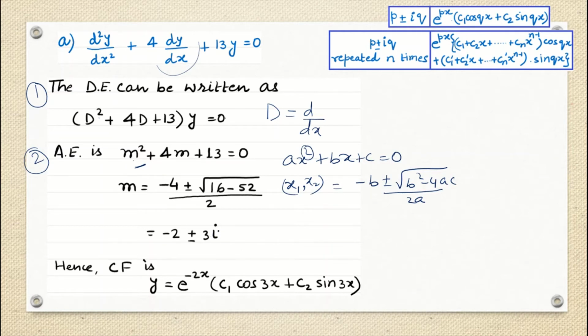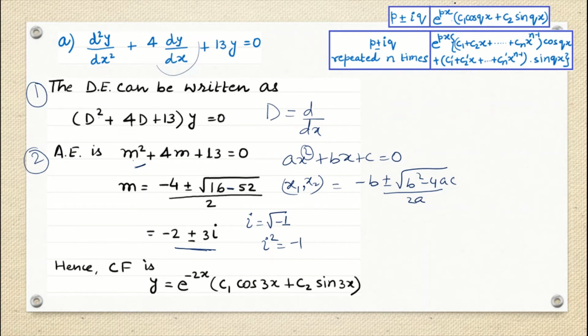So this i, what do we know? What is i? i is under root minus 1, and we say that i square is minus 1. So the roots are minus 2 plus 3i and minus 2 minus 3i. Among the conditions given, which one do we write down as the complementary function? There is no repetition of any complex root. Only two roots are there, a complex pair, minus 2 plus minus 3i.